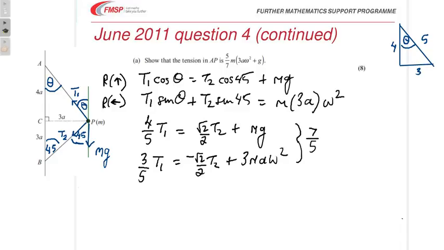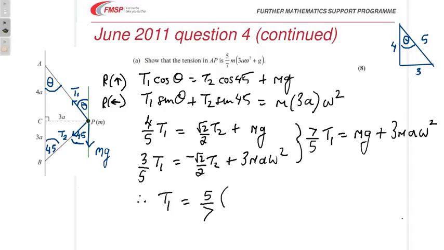T1 equals mg plus 3m a omega squared, and that's looking hopeful because that gives us T1 equals 5 over 7. Well, it gives us what they want. 5/7, let's take an m out as well, 5/7 of m into 3a omega squared plus g. So that's T1, the tension in AP.